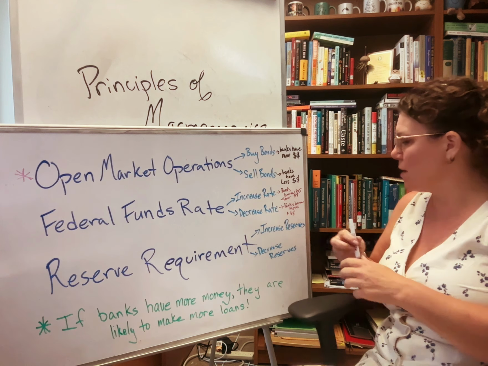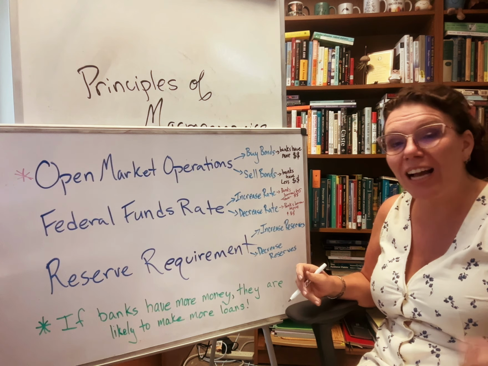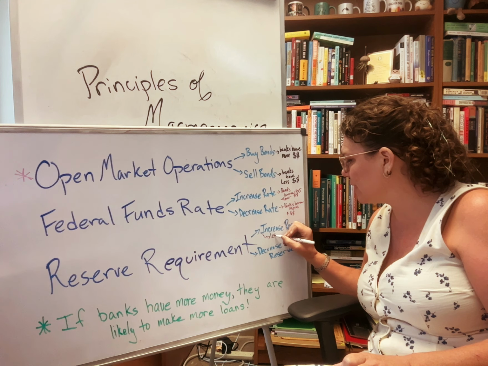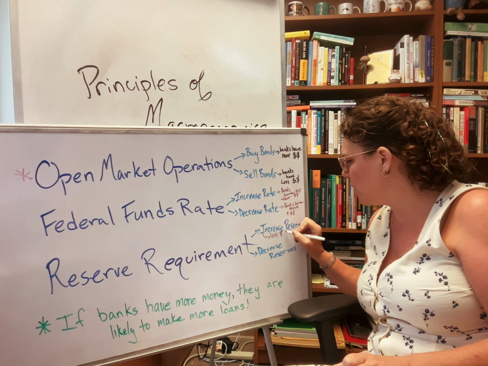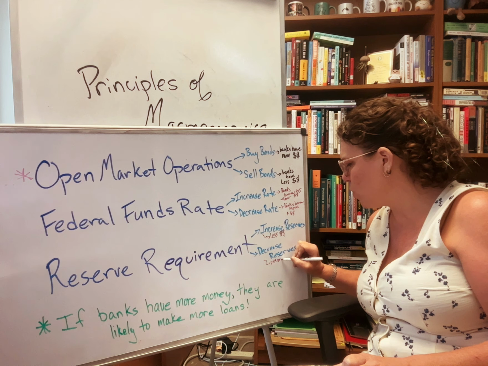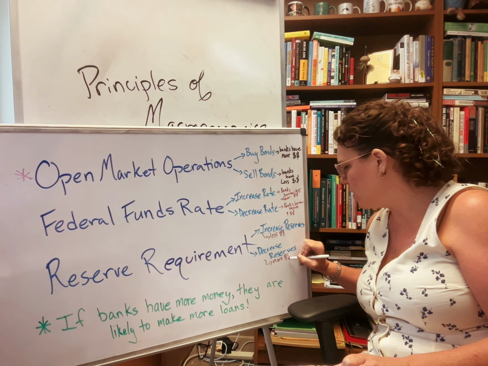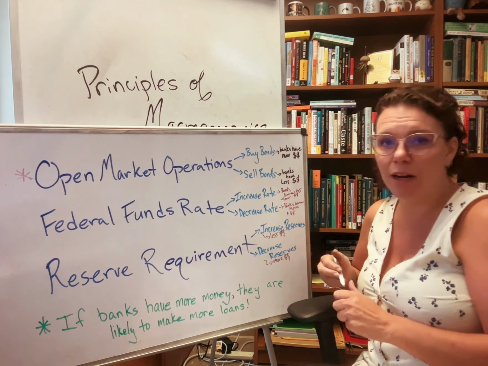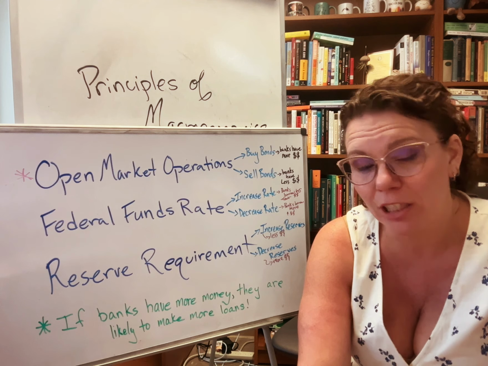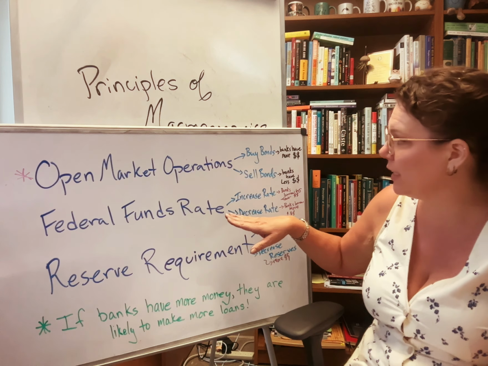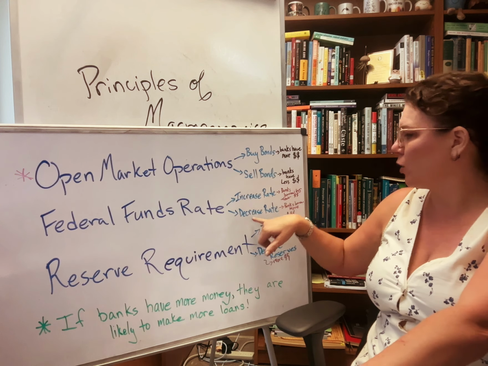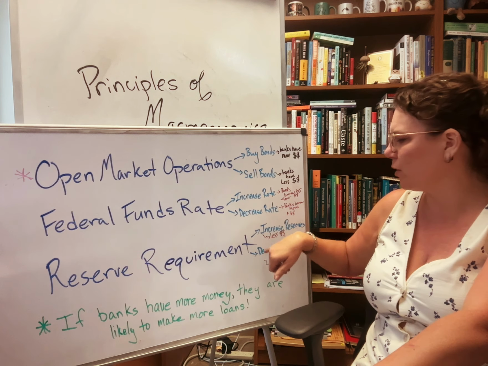Reserve requirement is the same. When we see more reserves, a higher percentage of reserves being held, that's going to mean less money to loan out. But when reserves are low, there's going to be more money to loan out, and that's going to expand the economy, lower interest rates, and grow investment spending, growing GDP. So that's the big idea here. Open market operations, we can buy and sell bonds. Federal funds rate can be increased or decreased, and the reserve requirements can be increased or decreased.